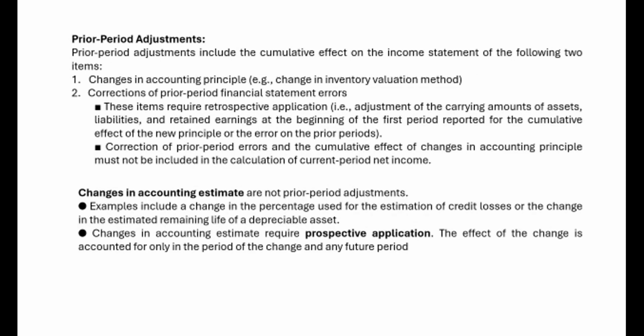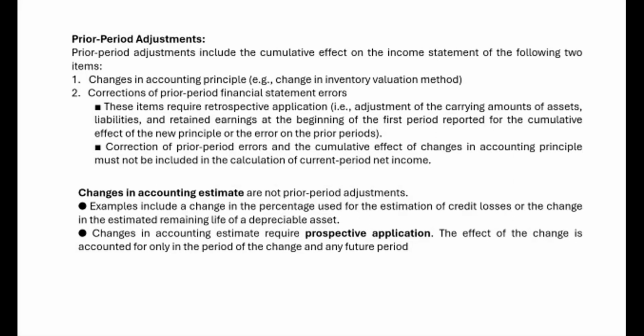About the prior period adjustments. Prior period adjustments include the cumulative effect on the income statements of the following two items: changes in accounting principle, for example, a change in inventory valuation method, and corrections of prior period financial statement errors. These items require retrospective application. Adjustment of the carrying amounts of assets, liabilities, and retained earnings at the beginning of the first period reported for the cumulative effect of the new principle or the errors on the prior periods.